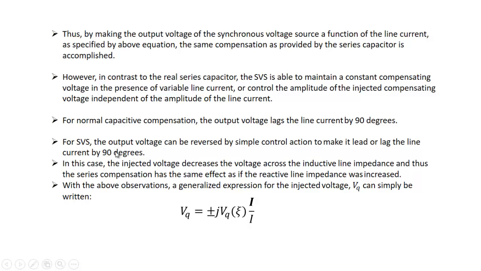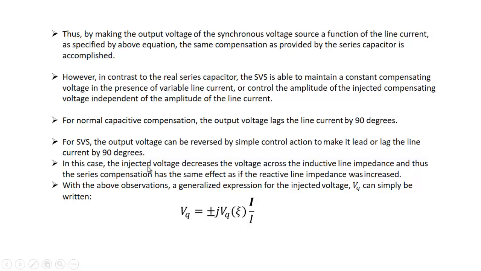If this voltage lags the current by 90 degrees, it will act as a capacitor. If this voltage leads the current by 90 degrees, it will act as an inductor. So in this case, the injected voltage decreases the voltage across the inductive line impedance, and thus the series compensation has the same effect as if the reactive line impedance was increased.